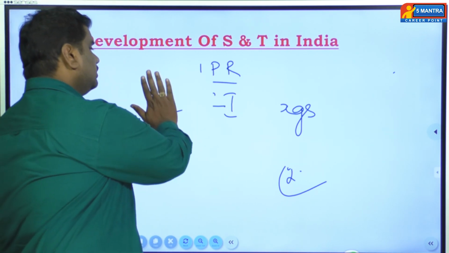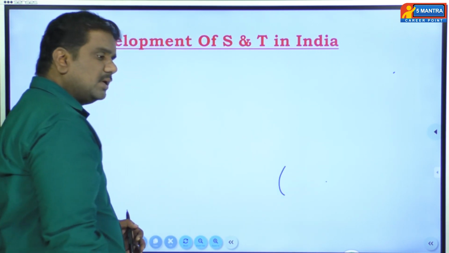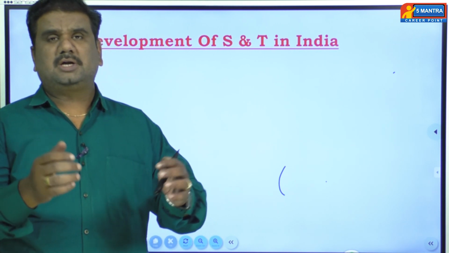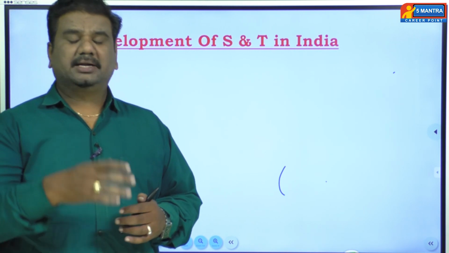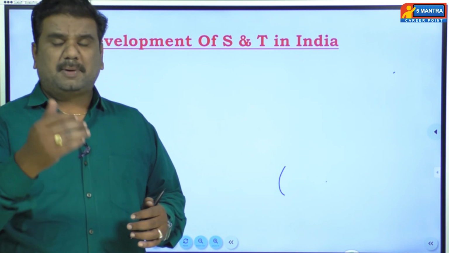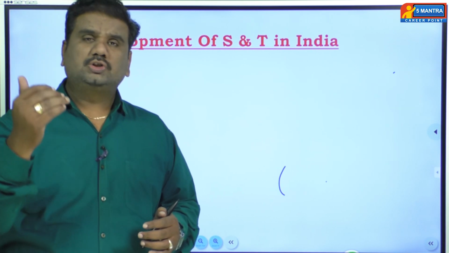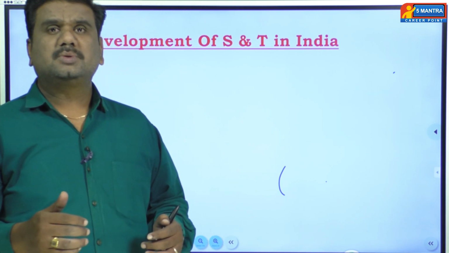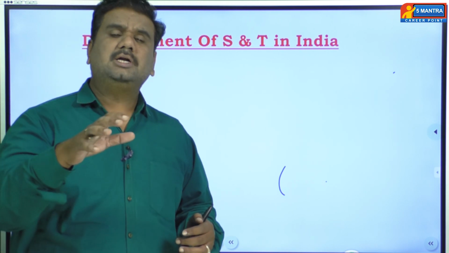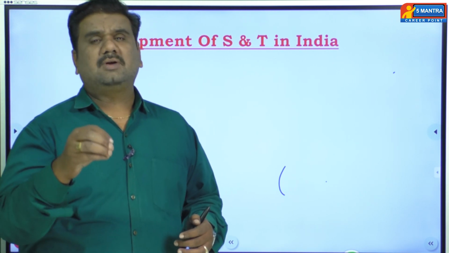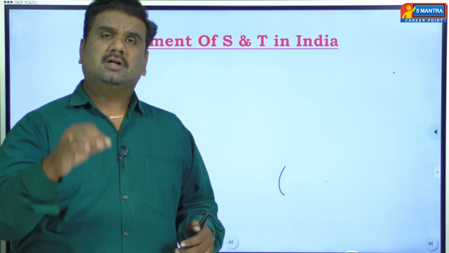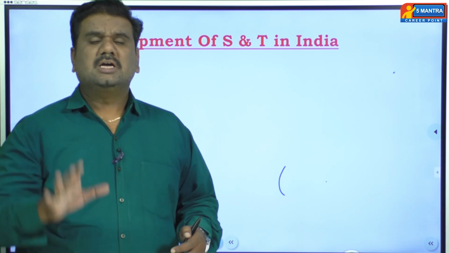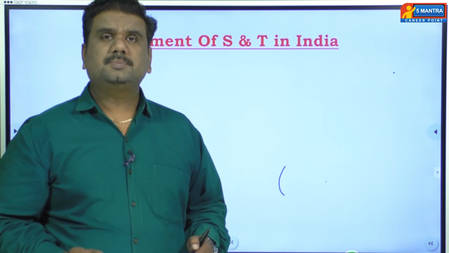When you talk about the different departments for the development of science and technology in India, we have six particular departments here: the Department of Science and Technology, the Department of Space, the Department of Ocean Development, the Department of Biotechnology, the Department of Scientific and Industrial Research, and the Department of Atomic Energy. These six departments are working together for the development of S&T in India.